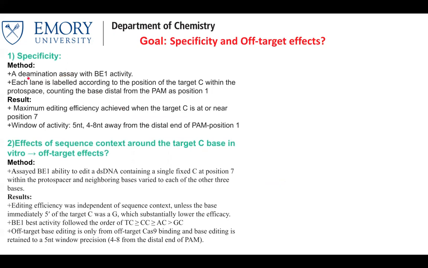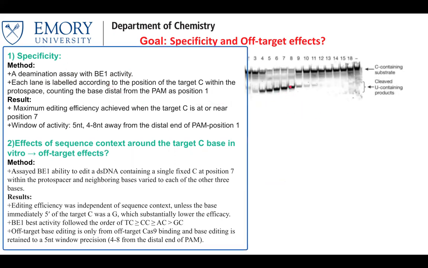What they did was carry out a deamination assay and add in BE1, base editing generation 1. Each lane here is labeled according to the position of the target cytosine within the protospacer. Remember that the base distal from the PAM is position 1. The result was that maximum editing efficiency was achieved when the target C is at or near position 7, and there's a window of activity of 5 nucleotides, from around position 4 to 8 from the distal end of the PAM, or position 1.